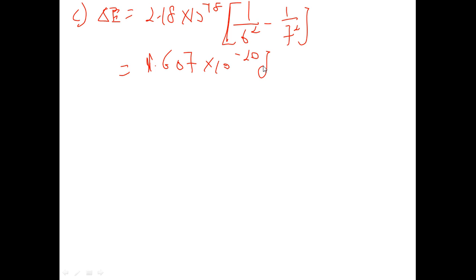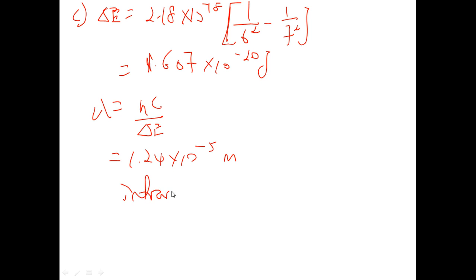Okay, so lambda will be equal to hc over delta E, as in part B. So what I get is 1.24 times 10 to the power negative 5 meters. So this is the infrared region.